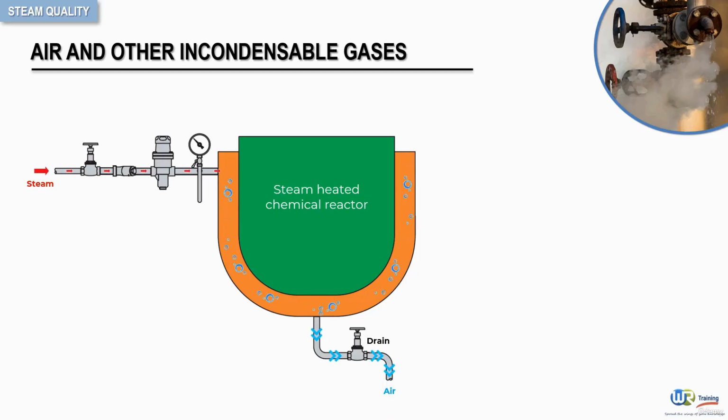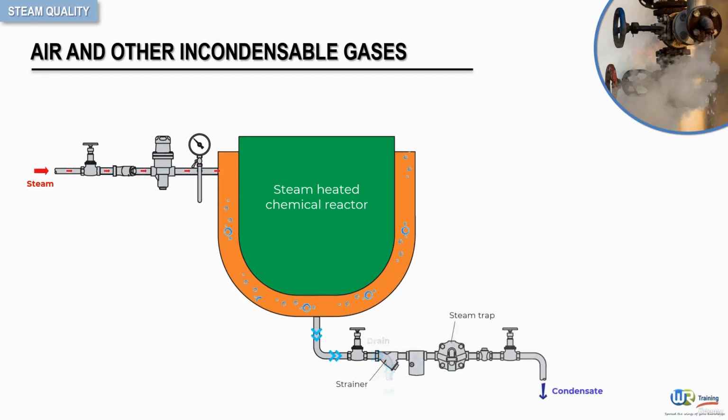Therefore, steam traps having sufficient air venting capacities should be fitted to these drain points. A typical example is now shown on screen. In addition to this, automatic air vents should be fitted to all remote points, as seen here.